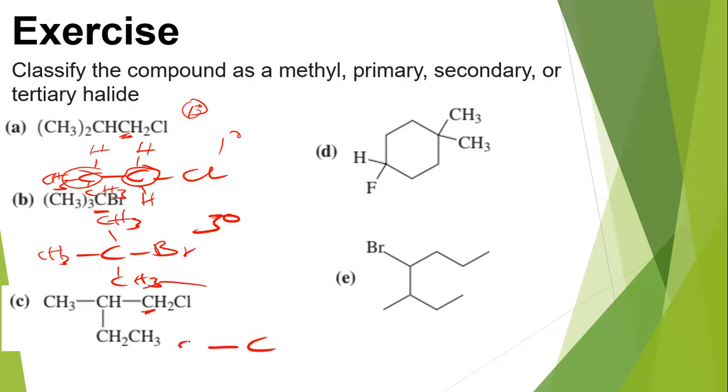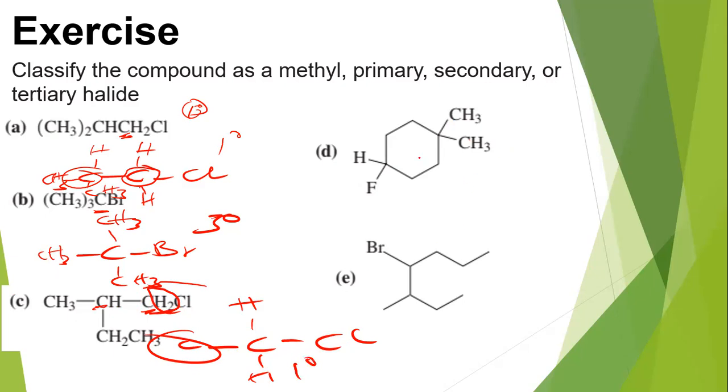This carbon has one carbon at the back, right? It has Cl. It has one hydrogen here, and another hydrogen. It has two hydrogens directly bonded to it, right? Now, because it has only one other carbon directly attached to it, it is primary.